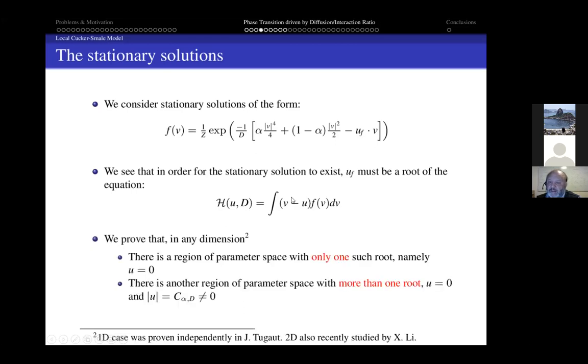And in that case, we were able to show that this leads to a phase transition, in the sense that there is a region of the parameter space with only one root, which is u equals 0. From an application point of view, this makes a lot of sense. If the noise is very large, there is only one solution, which is Gaussian with 0 mean, so there is no preferred direction. While if the noise is small, then you can have solutions with non-zero mean, meaning that there is a preferred direction different from 0. So either the particles will move to the right or to the left.